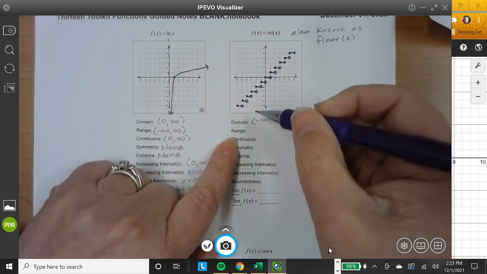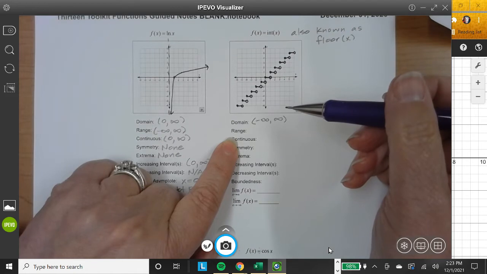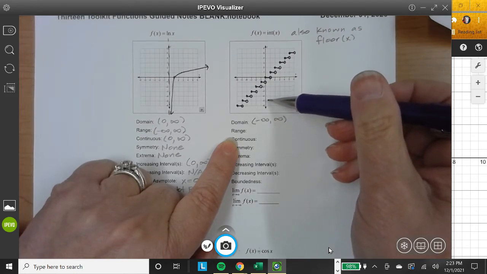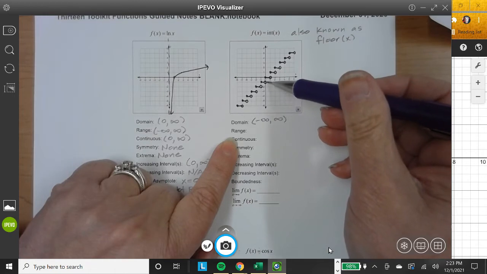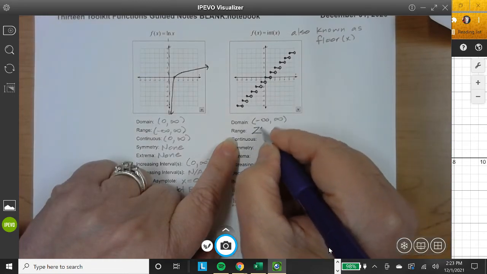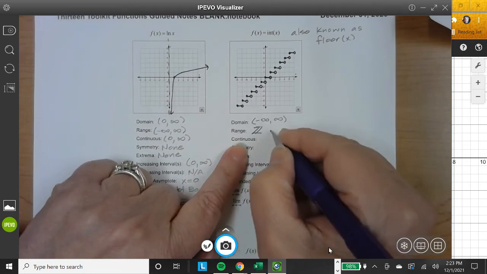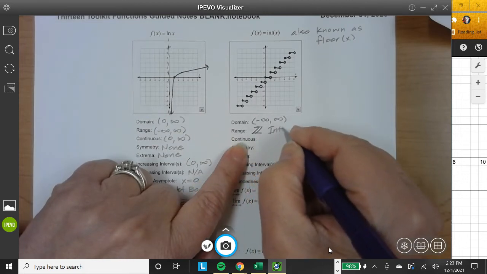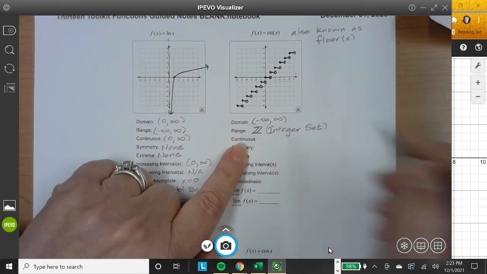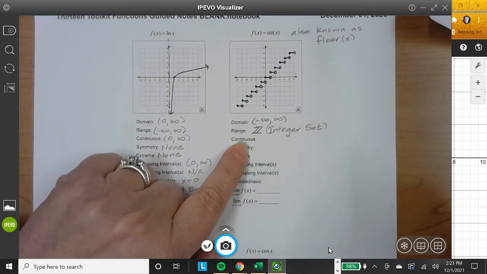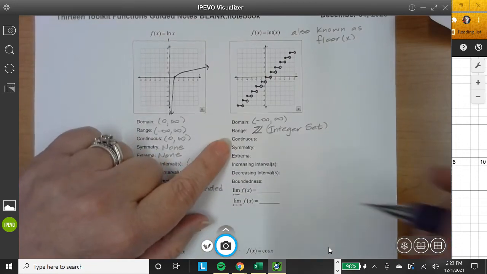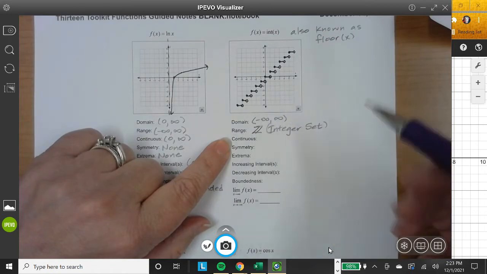Its range are all the possible y values that this function has. Well, I have y values at -6, -5, -4, -3, -2, -1, 0. I have all of them, but they seem to be integers. Remember, this means the integer set. Its outputs are only integers. So you can use the fancy Z instead of the fancy R for real numbers. All right? Well, clearly this function is not continuous.